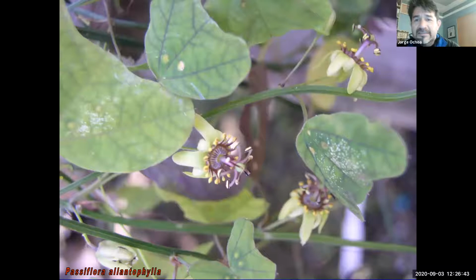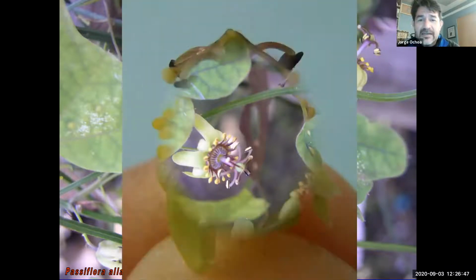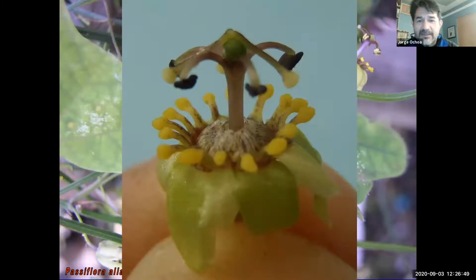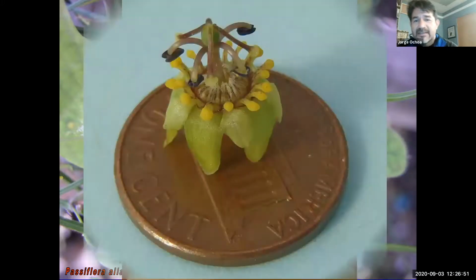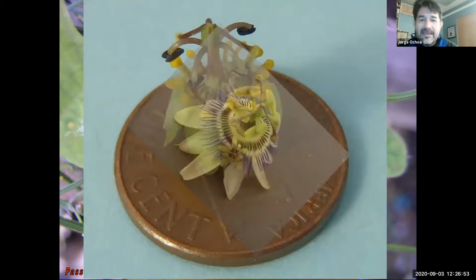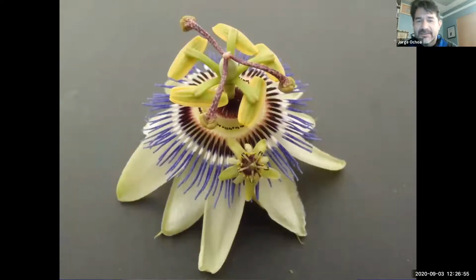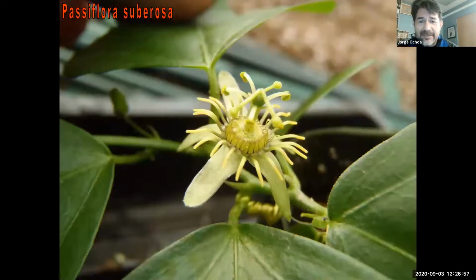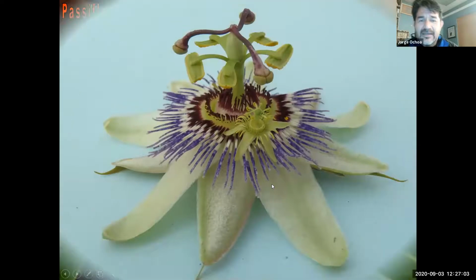The second smallest is Alanthophila from Costa Rica. Here it is held in my fingertips. Here it is on top of a penny. And here it is on top of its big sister passion flower. And then we have an assortment of others, the cork stem passion vine. There it is on top of its sister.